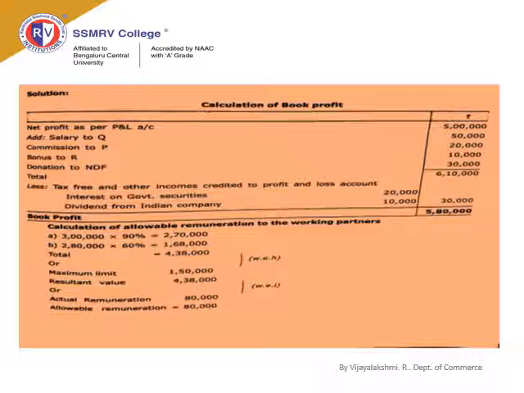That 4,38,000 or the maximum limit 1,50,000, whichever is higher, will be considered. Out of 4,38,000 and 1,50,000, 4,38,000 is higher, so that will be taken, and it is compared with the actual remuneration. Actual remuneration paid to the partners is 80,000, which is given in the problem. So 4,38,000 or 80,000, whichever is less, will be the allowable remuneration. Among 4,38,000 and 80,000, 80,000 is less. Therefore, admissible remuneration or allowable remuneration is 80,000.